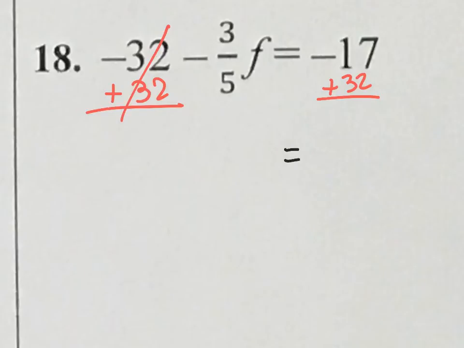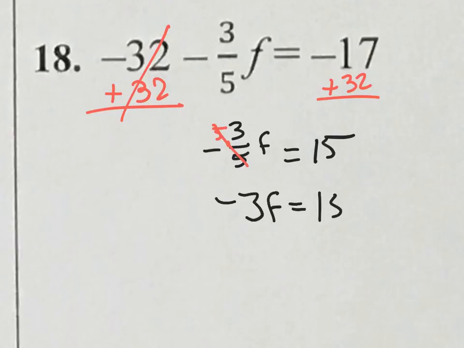The equal sign's here. My left side of my equation comes down, negative 3/5 f, that 5's ugly, sorry, and negative 17 plus 32, 15. So I still need to get rid of this fraction, which is 3 over 5. So I want to get rid of this divided by 5 by doing the opposite, which would be multiplying by 5. Okay, that'll cancel it out. What do I have left? I have negative 3f equals 15.